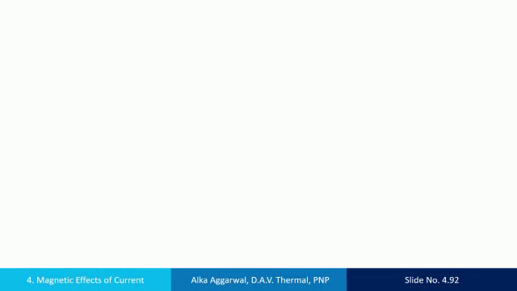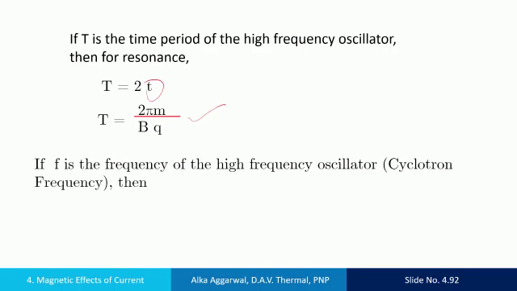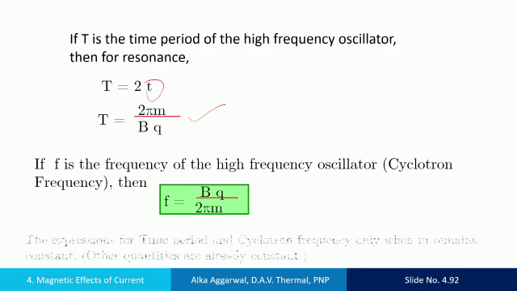Now, say T is the time period of the high frequency oscillator. Then for resonance, T is equal to 2t. By putting in the value of t, we find the time taken to complete one circle, which is the time period of the oscillator. Similarly, the frequency of the oscillator, which is the reciprocal of the time period, is bq upon 2 pi m.